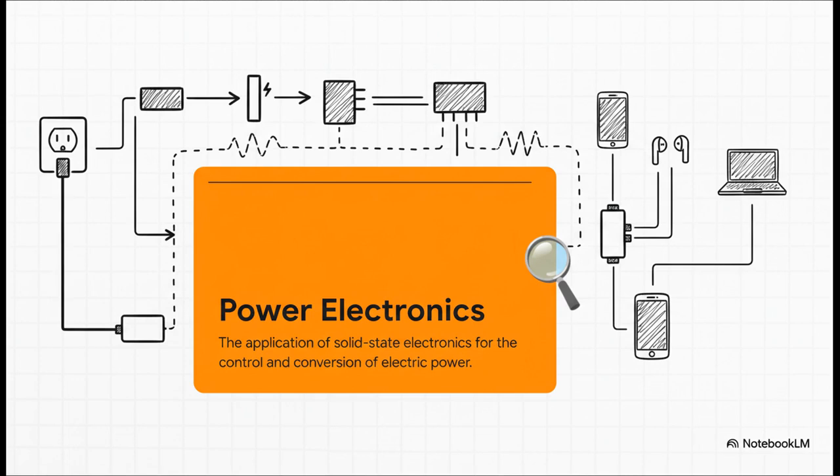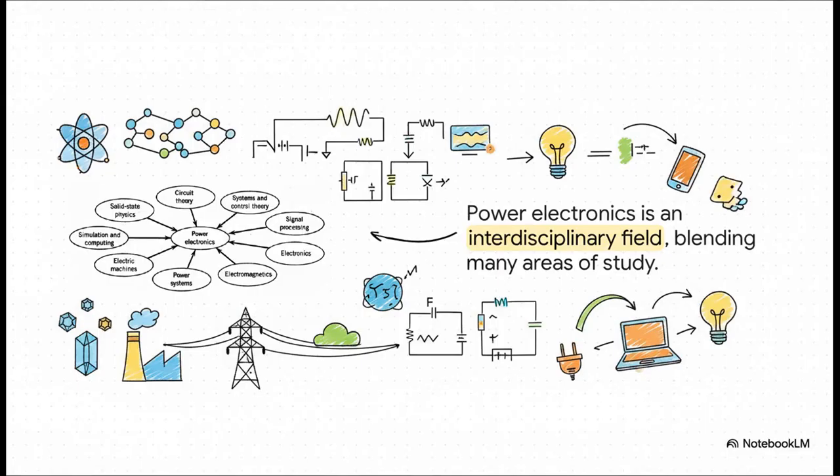It takes that raw power from the grid and converts it into the exact, precise form that our devices need to function. It is the quiet, unsung hero inside every single charger you've ever owned. And this isn't just one simple thing. Look at this chart. Power electronics is this amazing intersection of so many different disciplines. You've got power systems, circuit theory, solid-state physics. They're all working together to manage and convert electrical energy with just incredible precision.